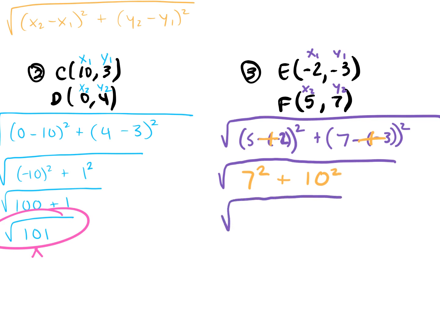What's 7 squared? 49. And 10 squared? 100. 49 plus 100? 149. Can we simplify this? What are 2 factors of 149? No, can't simplify.